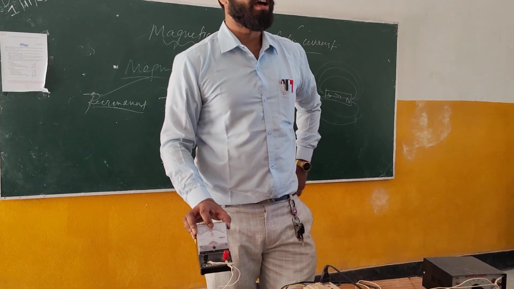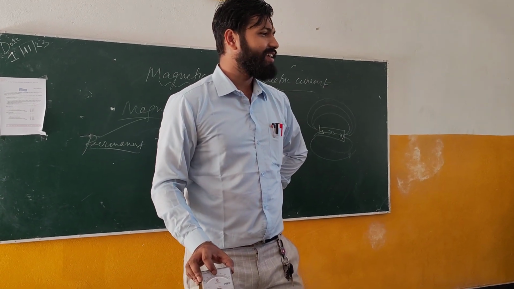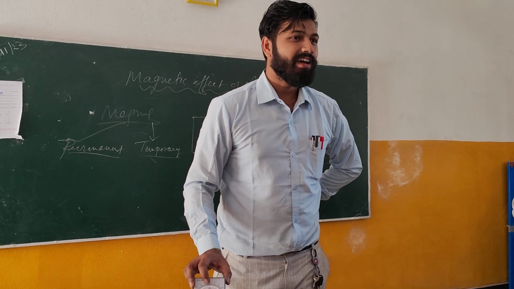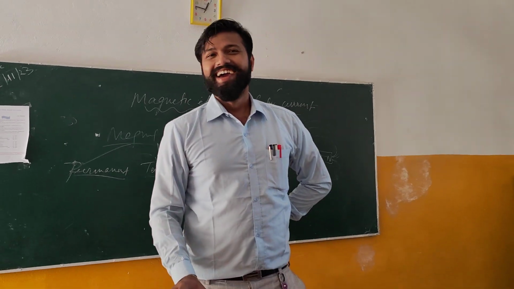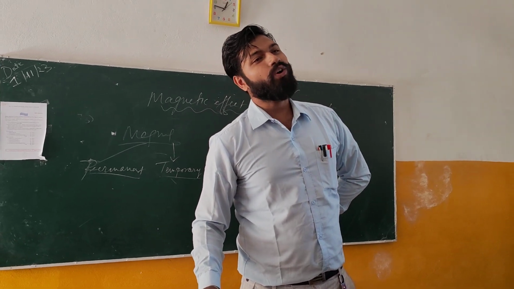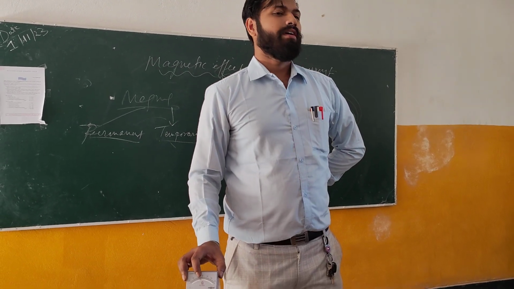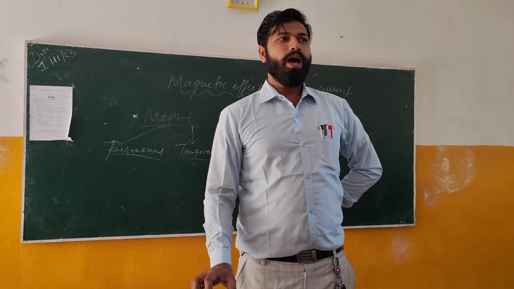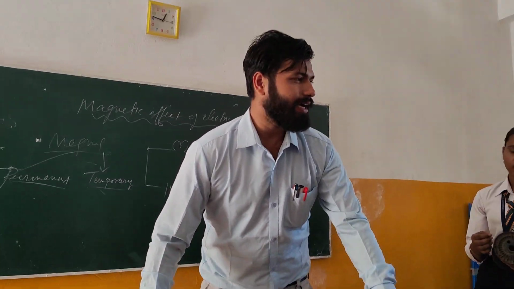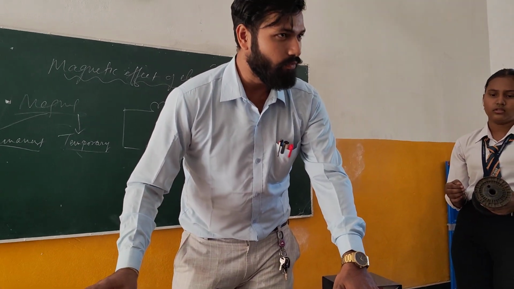G means what? Gravity. This device is called a galvanometer, guys. What is this device called? Galvanometer. Now we have understood the meaning of ammeter, which measures current, and voltmeter, which measures voltage.